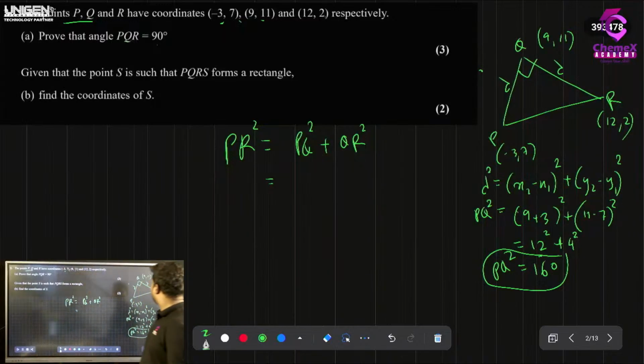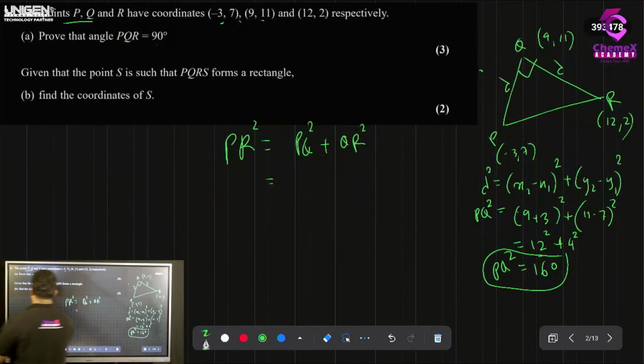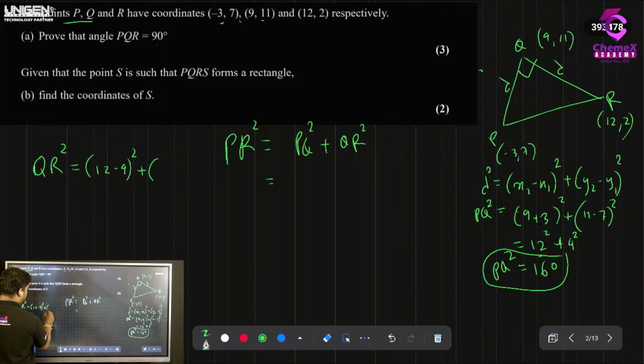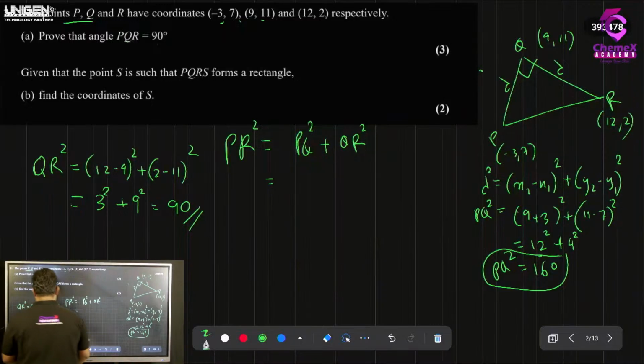Then what do I need to find? PQ I found. QR. QR squared is 12 minus 9 squared plus 2 minus 11 squared. If you don't understand, ask. So that's 3 squared plus, what's 2 minus 11? 9 squared. So that's going to be 9 plus 81, 90. Then last one. What is it?